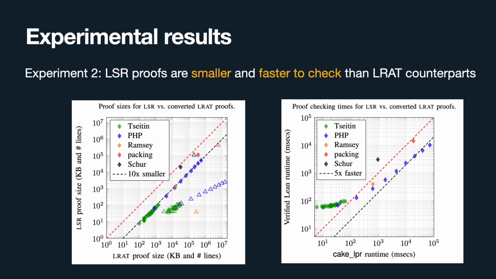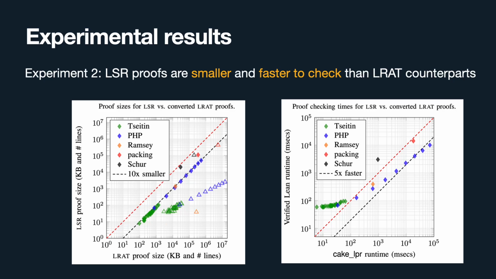You'll see that anything that lies below the line indicates that the SR proof is smaller, and anything that is along the dotted black line indicates that the proof is 10 times smaller. This plot is indicating both proof size and number of proof lines. The right plot is our verified Lean checker running against cake LPR on the converted LRAT proofs.